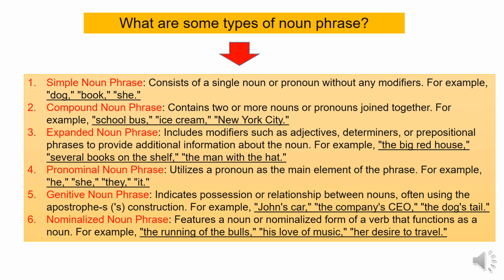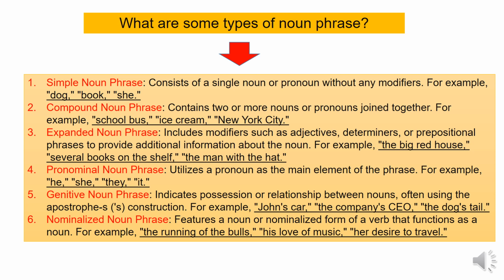And number two, compound noun phrase. It contains two or more nouns or pronouns joined together. For example, school bus, ice cream, New York City. So it's the combination of some nouns: school and bus, ice cream, New York and city.